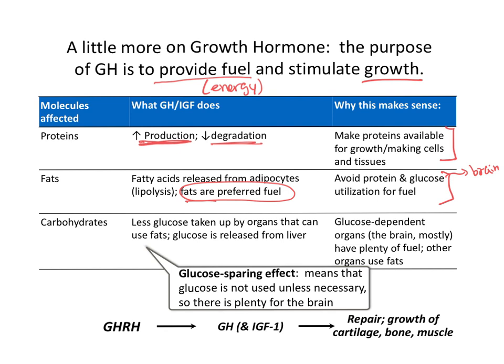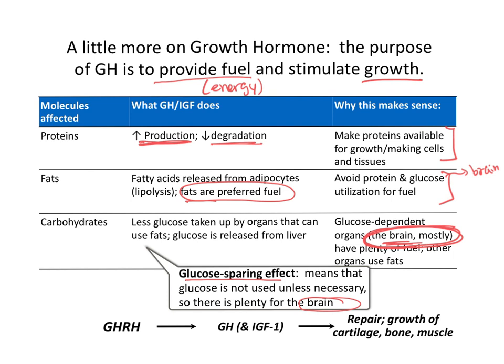Now, growth hormone also means that your body doesn't take as much glucose up out of your blood, and it adds a little more glucose into the blood so that your brain, which is extremely picky and only wants glucose, can have enough. Okay? So this is a glucose sparing effect. So glucose is not used by most of your body, and that means the brain gets all it wants.